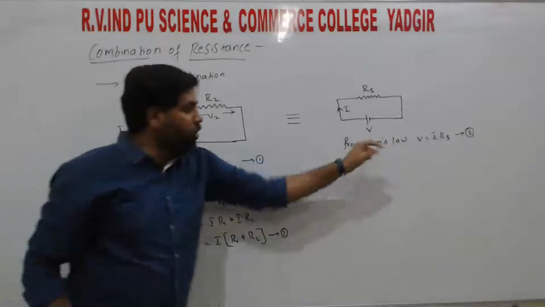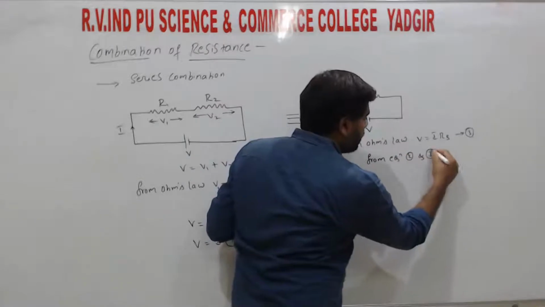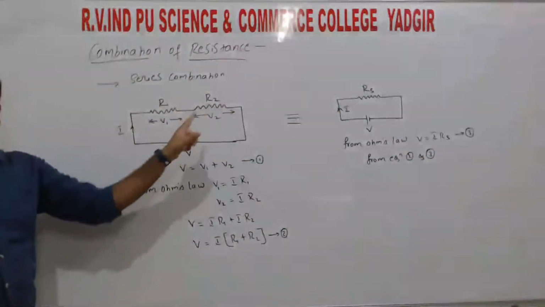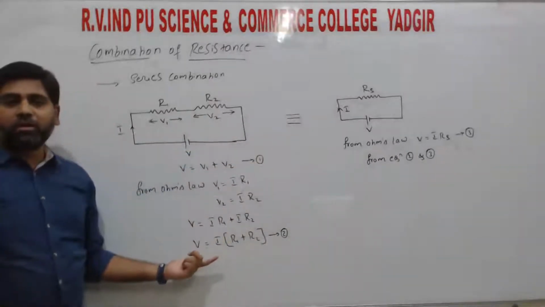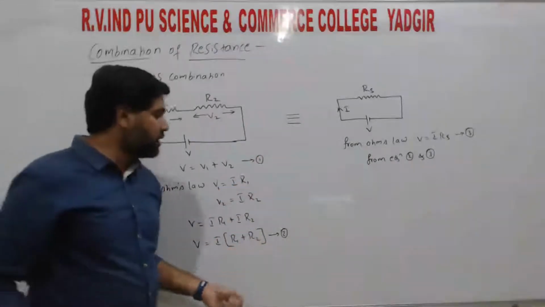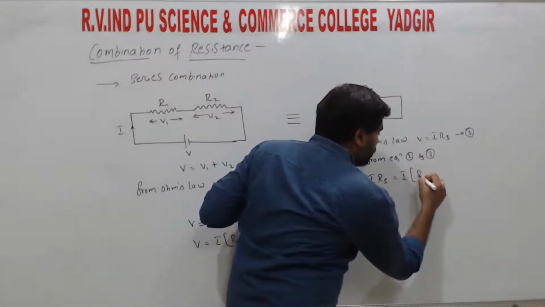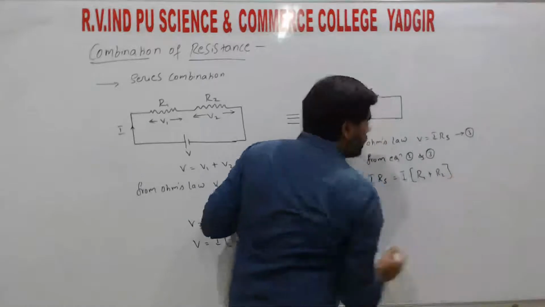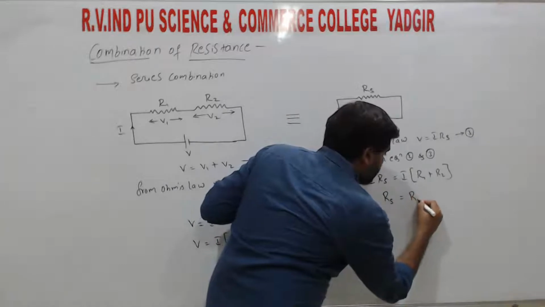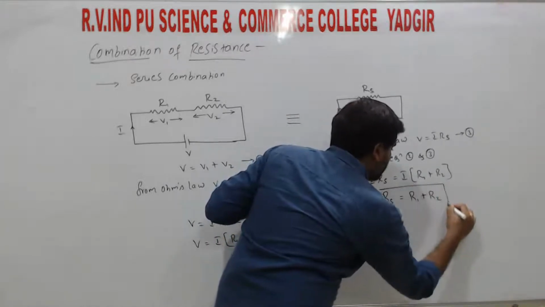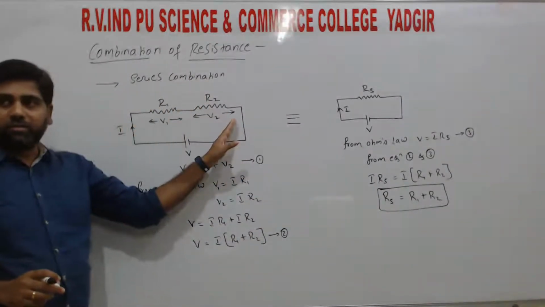Since the same potential is applied, from equations 2 and 3, the LHS is the same in both. Both having the same LHS, hence we can equate the RHS. So I RS is equal to I into R1 plus R2. Since the same current flows in both, the equivalent resistance in series RS is equal to R1 plus R2. So this is the equivalent resistance of resistances connected in series.